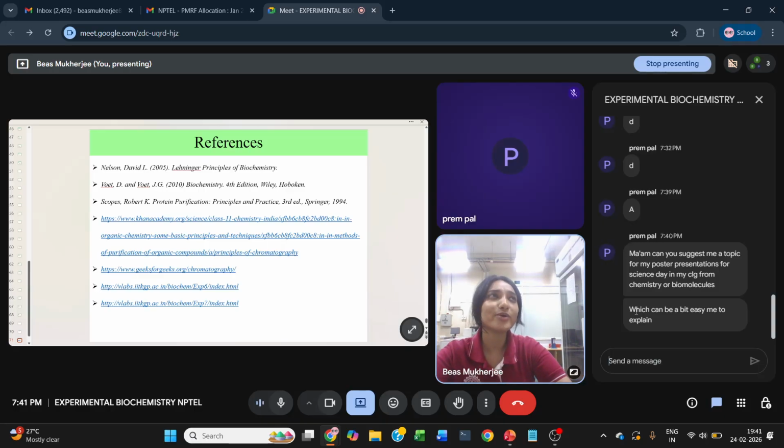Okay. So there are so many different nice posters. You can look at these. If you ask me, since I work with proteins, I find proteins more interesting. Then you can talk about, let's say, there are so many nice topics for a poster presentation for Science Day in college.